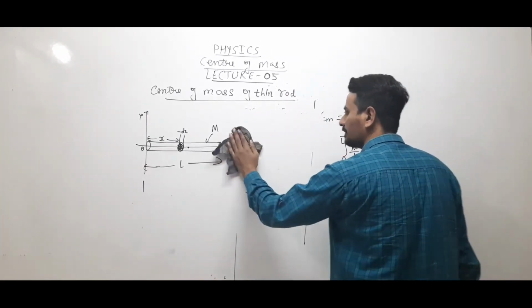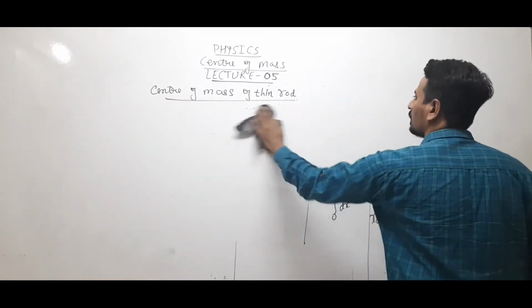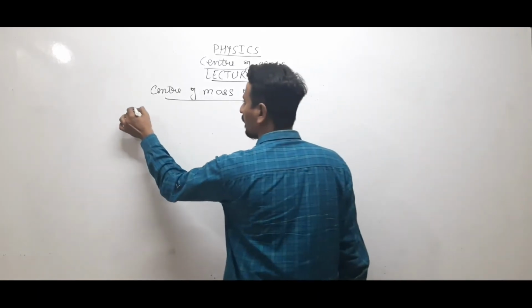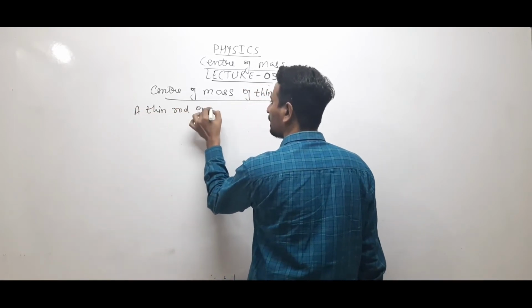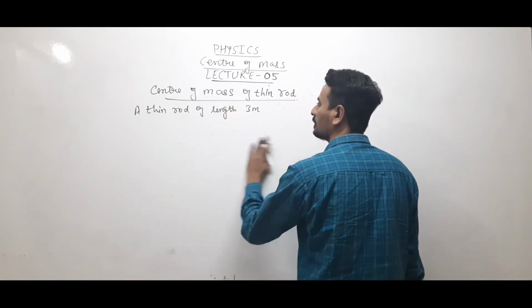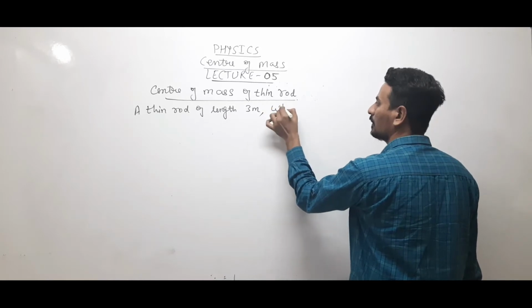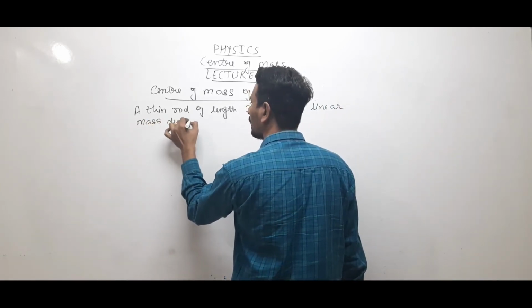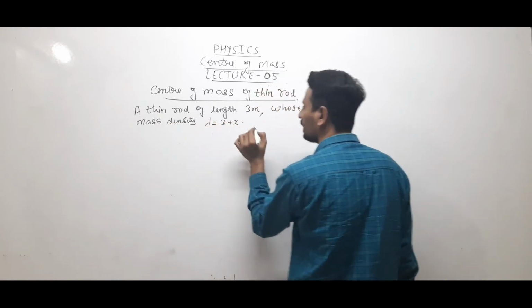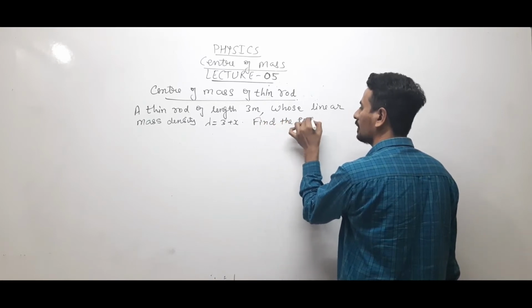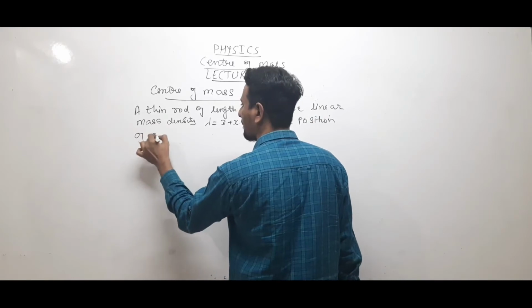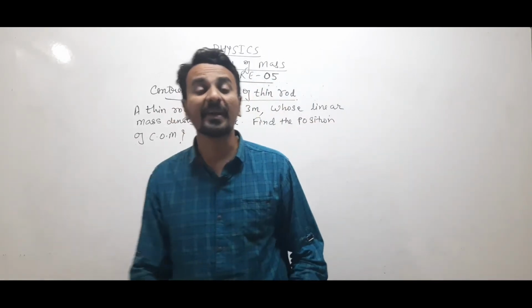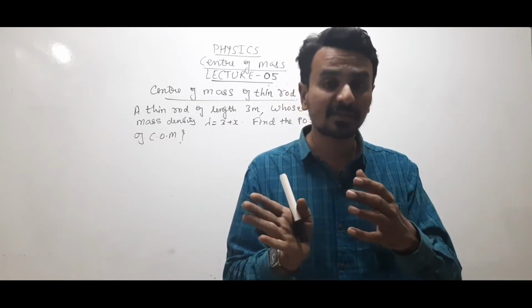Same concept. Let us say that there is a thin rod of length 3 meter, whose linear mass density is lambda equals 3 plus x. Find the position of center of mass. So there is a thin rod of length L whose linear mass density is given, which means he is saying that the mass inside the rod is changing.